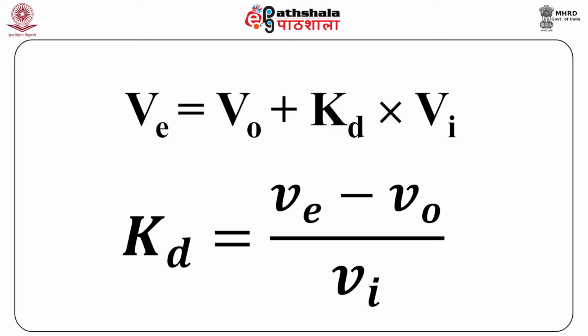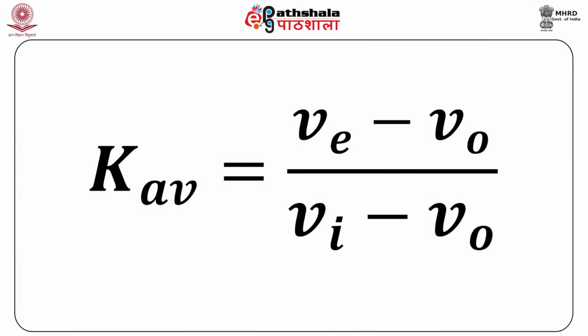This is possible by the following formula, which is VE is equal to V0 plus KD multiplied by Vi. Here Vi is the gel inner volume. Hence, KD becomes VE minus V0 divided by Vi, as we have discussed earlier in this module also. However, because it is difficult to measure Vi precisely, the equation must be modified to determine the available part of the resin, that is KAV.